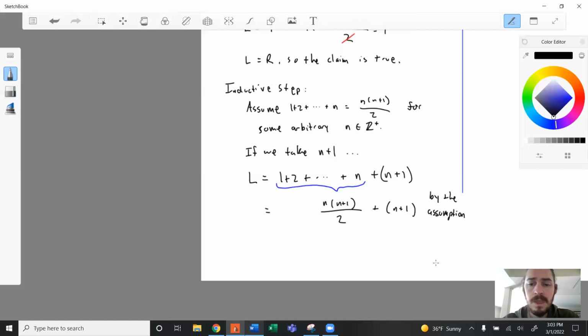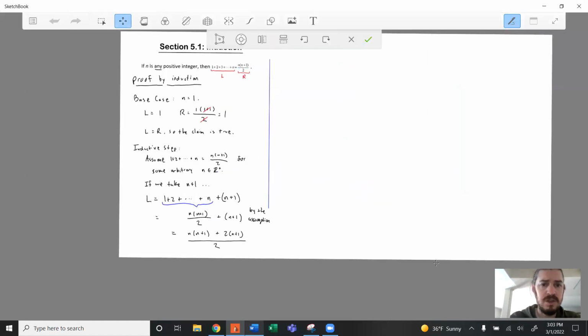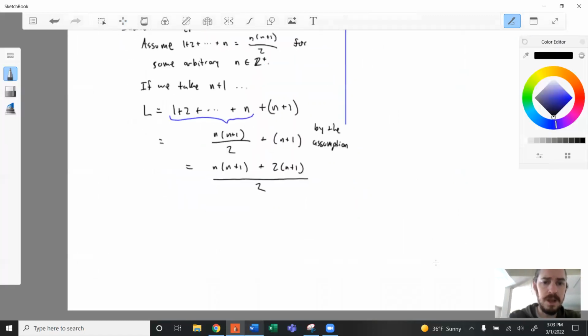Okay. So now I have to do a little bit of algebra. What I'm going to do is add these two terms together by using a common denominator. I'm going to get n times n plus 1 and then plus 2 times n plus 1. And that's going to be all over 2. So you can double check that. That is just a common denominator of 2.